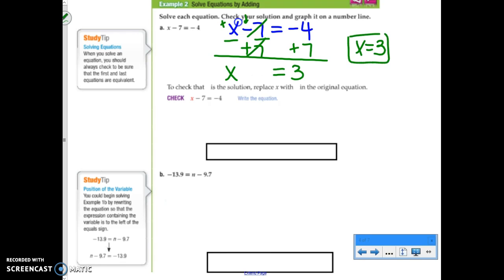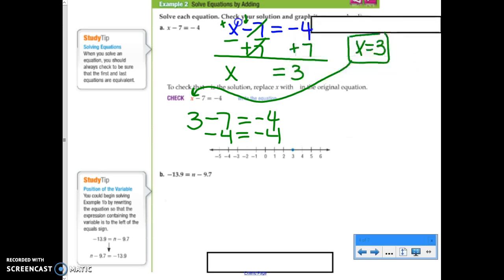Now, the second thing you were asked to do is solve the equation, then check your solution, and then graph it on a number line. To check our solution, all we do is take what we solved for x and substitute it back into our equation. So we get 3, which was what we said x was, minus 7 equals negative 4. All of you in here should be able to understand that 3 minus 7 gives me a negative 4, and negative 4 always equals negative 4. So you are always able to check your solution and make sure that you have found the correct solution to the problem.